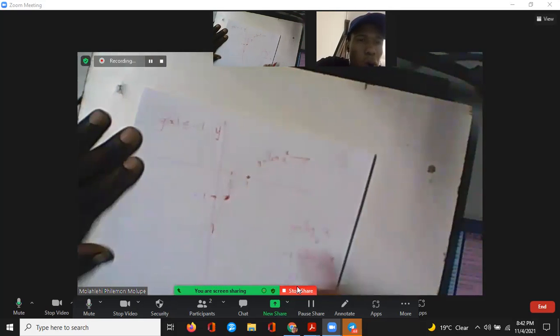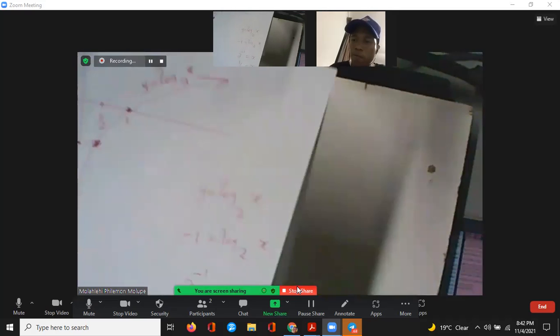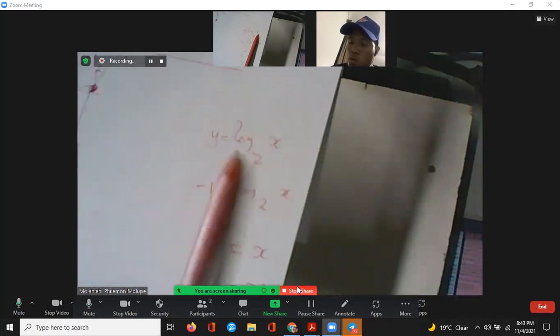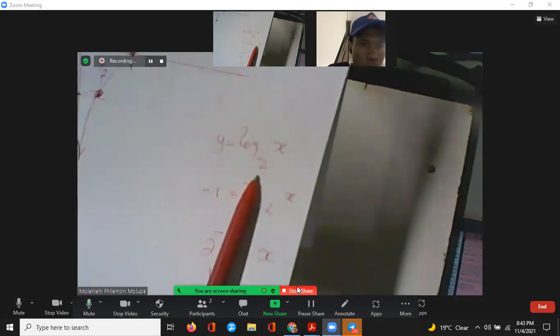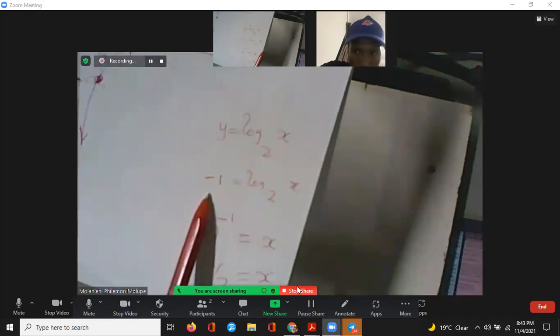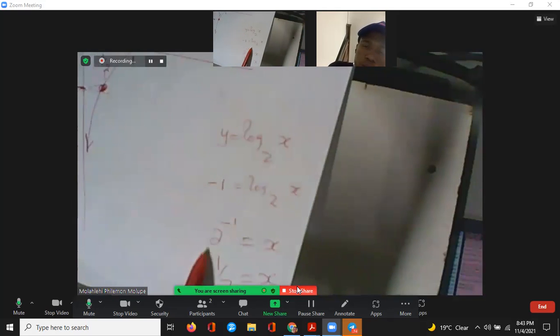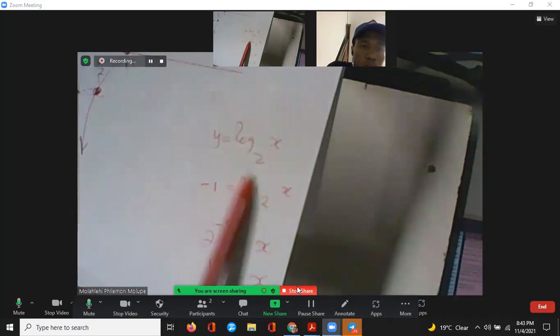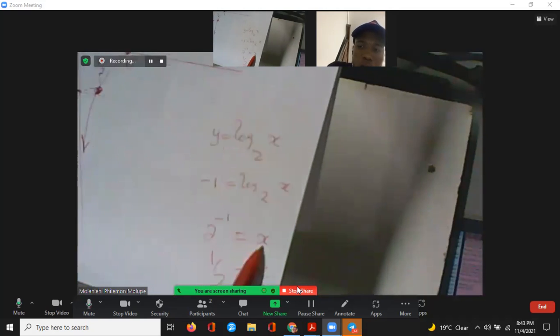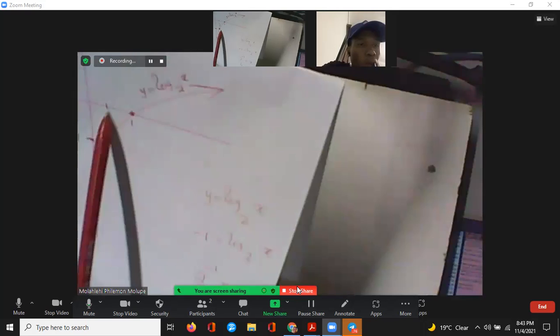Now, how do you calculate that? You use this: y is equal to the log of x base 2. And then you substitute y by negative 1, and this goes to this side. Then 2 to the power negative 1. Now 2 to the power negative 1 is a half. Therefore your x is a half. That is why we get half here. The x coordinate will be half.